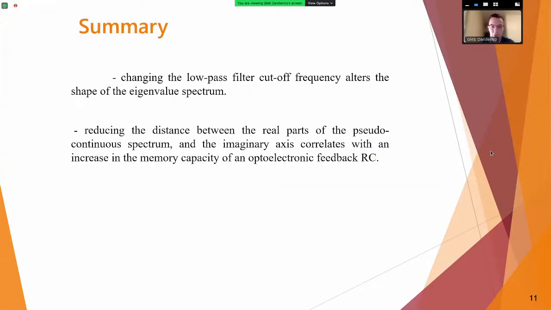Summary. Changing the low-pass filter cutoff frequency alters the shape of the eigenvalue spectrum. Reducing the distance between the real part of the pseudo-continuous spectrum and the imaginary axis correlates with the increase in the memory capacity of the optoelectronic feedback reservoir computing.